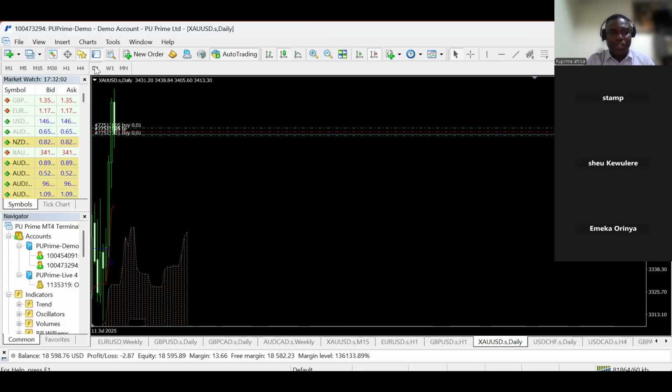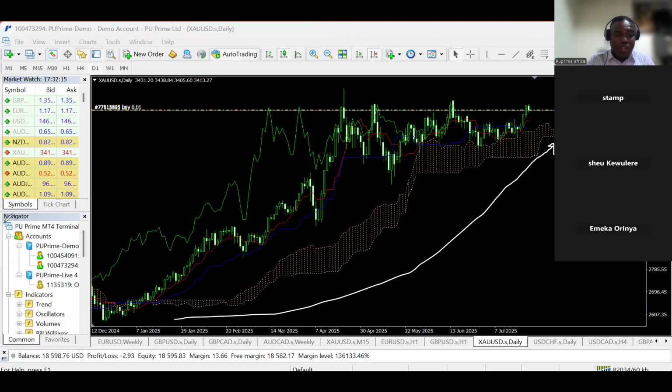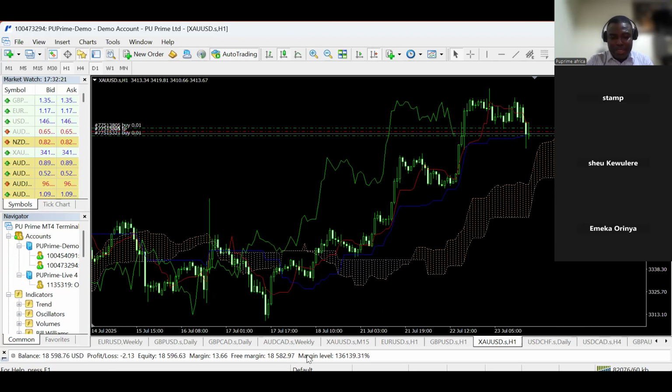Like on gold now, I can choose to go on the daily and see the overall trend. Now I can see the overall trend of Ichimoku on daily time frame is already bullish. You can see it's been bullish for a very long time. Price has been trending up. So that means if I go to a lower time frame like 1 hour, I'm also looking for a bullish breakout. So on 1 hour, we can see that there was a breakout here. And we have the support and resistance zone here. The moving average already crossed over. And the lagging span is far from the price.